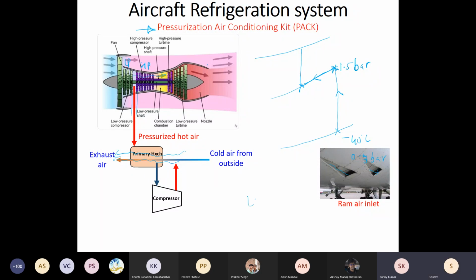Please remember the concepts which I have taught you already. Work of compression is VdP, V being the specific volume, or you can see it as dP over rho. Now, if I cool the gas, I can increase its density, and hence in the next stage my compression work will be lower than if I had done the compression process straight away.